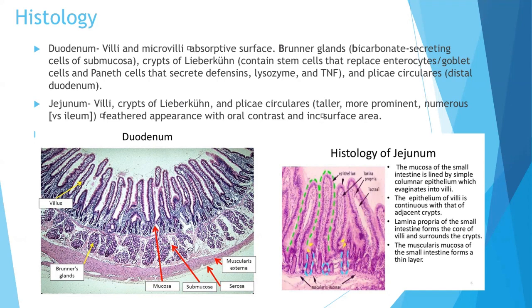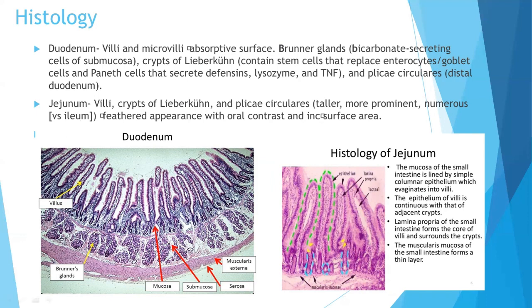And there are the crypts of Lieberkuhn, and these crypts contain the stem cells that replace the enterocytes, goblet cells, and Paneth cells that secrete defensins, lysozyme, and TNF factors. And also the duodenum consists of the plicae circulares, which are present in the distal duodenum.